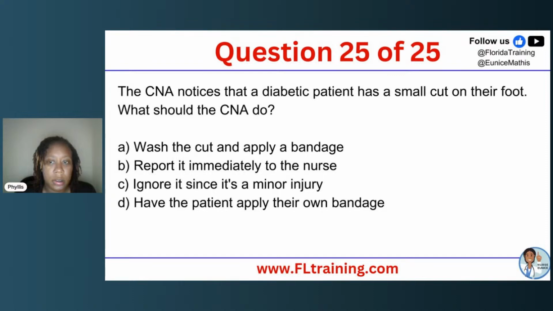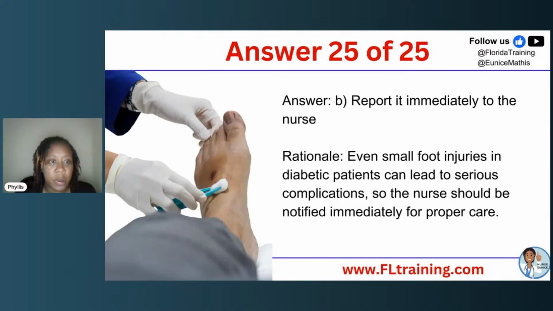All right. Let's go ahead and reveal the answer. If you chose B, you are absolutely correct. Report it immediately to the nurse. Even small foot injuries in diabetic patients can lead to serious complications, so the nurse should be notified immediately for proper care.